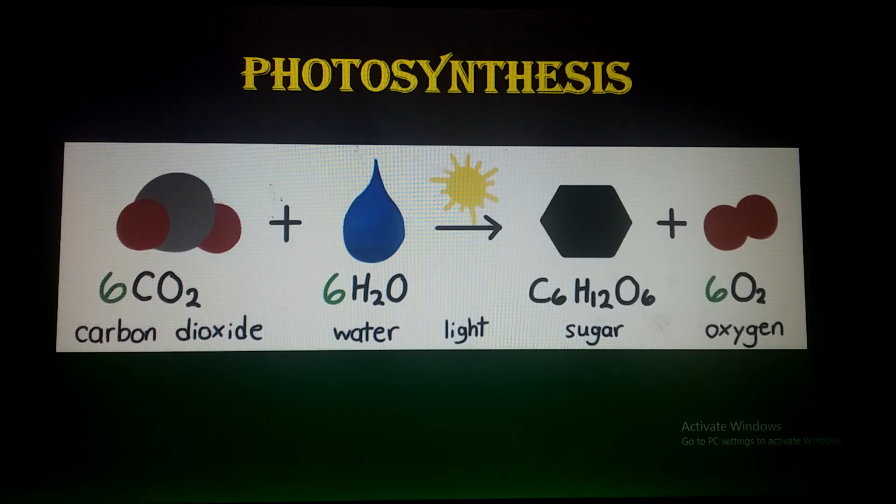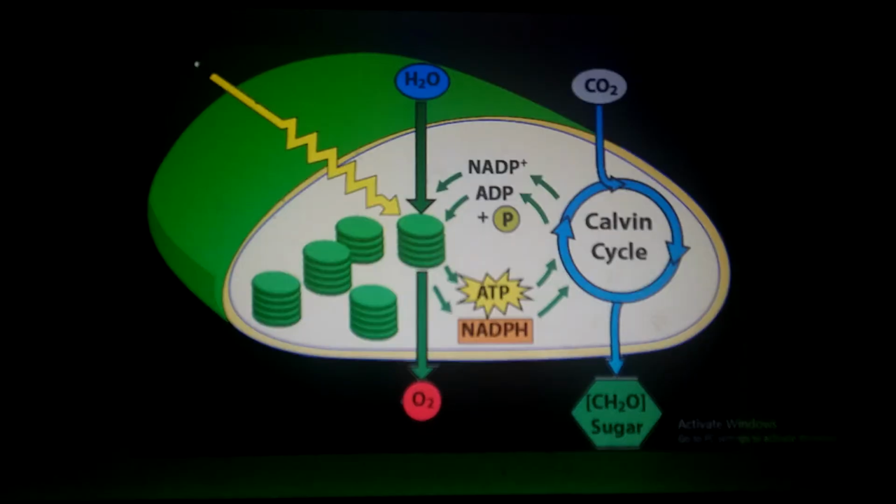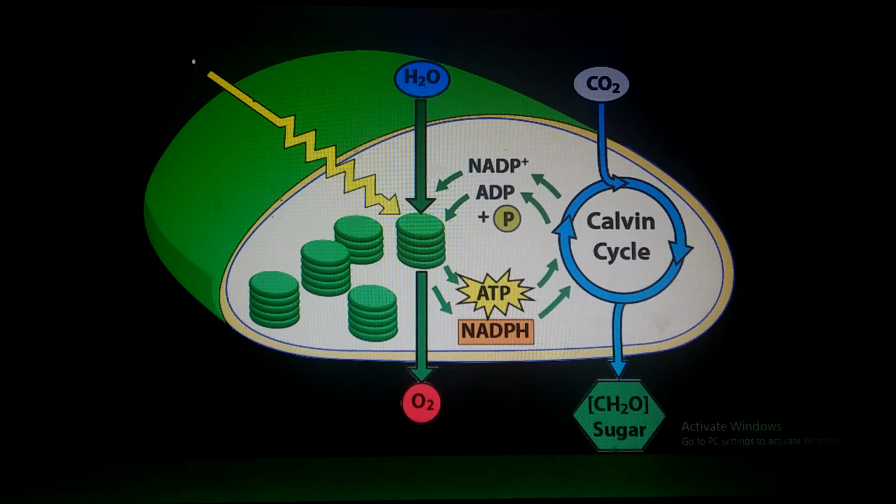So in this reaction you can see that 6 carbon dioxide molecules, when they react with 6 water molecules, produce 1 carbohydrate and 6 oxygen molecules, which are liberated into the atmosphere, and the sugar carbohydrate is used by other living organisms as food. So this is the overall mechanism of photosynthesis.